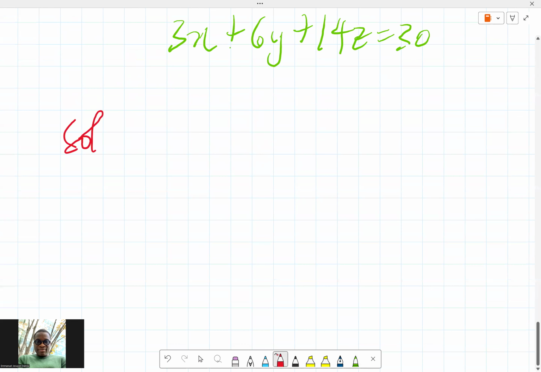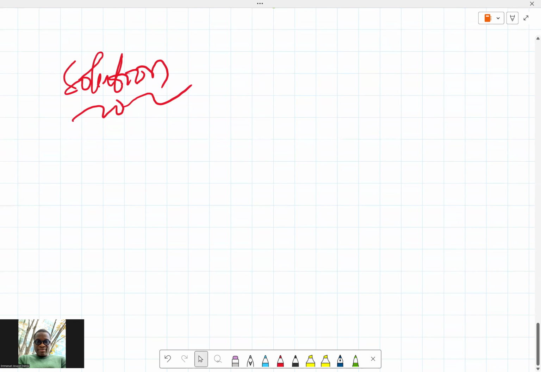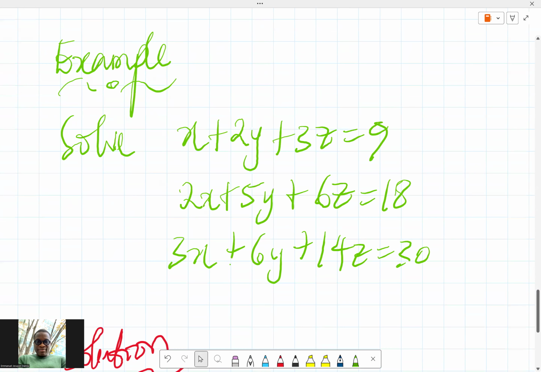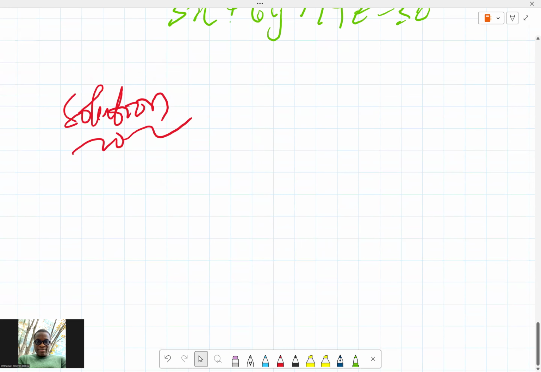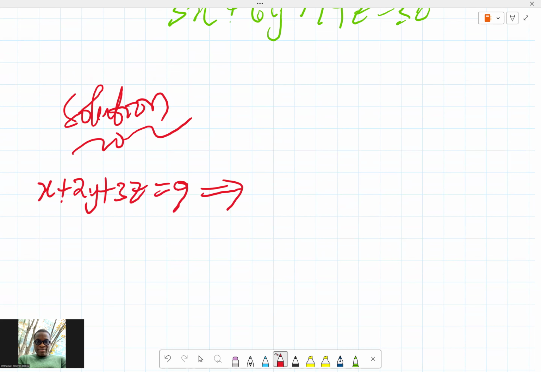So let's talk about the solution. I'll just go straight since we have the problem up there already and it's not new. We've always used it for previous methods. I'll explain it just like Jacobi, except that as soon as you get a value, you use it in the next place. So for this, you have x plus 2y plus 3z equals 9. For the first one, you need x, so x is equal to 9 minus 2y minus 3z.